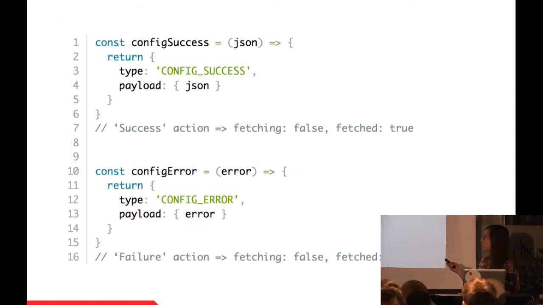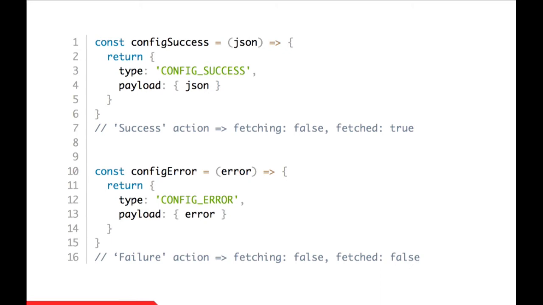Then when the response comes, we dispatch a success action or an error action. The success action usually includes JSON, and the error action usually contains an error. They also usually set fetching to false, and the success action sets fetched to true and the error action sets fetched to false. So we can display some data to the user, or we can also display an error.